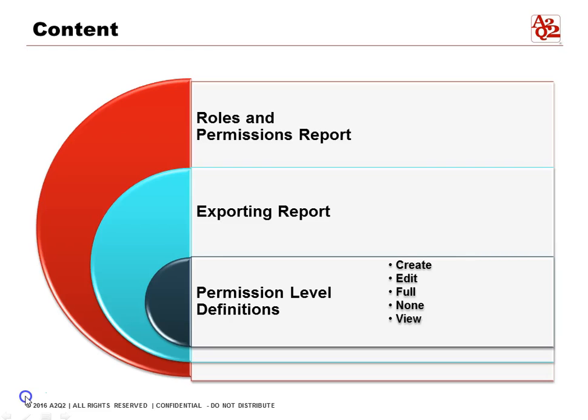In NetSuite, for us to see all the users along with the roles and the permissions and the levels they have, we need to run a search. So in the previous session, in part 2, we showed you how to do the custom search so that we can pull out the users, their permissions, their roles, and their permission levels. In this video, we'll review how to export the report and we'll define for you the different permission levels for create, edit, full, none, and view.